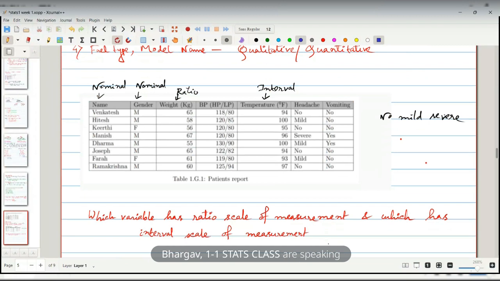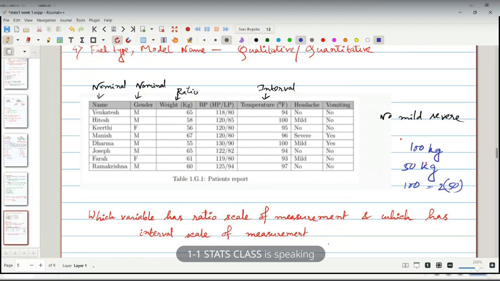But with temperature we cannot perform such arithmetic operations. Why can we perform arithmetic operations on weight? Say 100 kg and 50 kg. We can perform addition and subtraction with these weights, and we can say 100 kg is double of 50 kg. Multiplication and division also work, because it has an absolute zero. So weight is ratio scale of measurement, and temperature in Fahrenheit is interval.